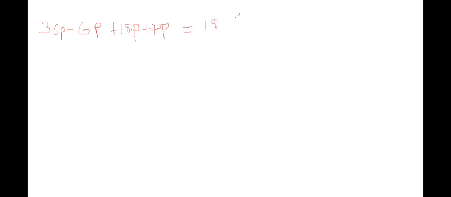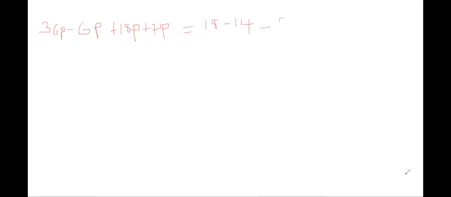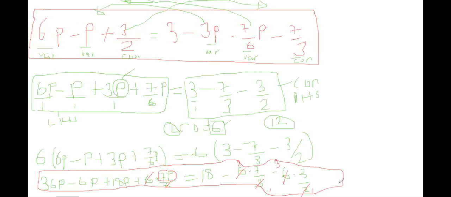minus 14. Hopefully everyone knows how the 14 came about. This 14 here is the product of 2 times 7. Then you'll have this 14. Then we have 9. And this 9 is the product of what? This 3 times this 3. We have that one, of 9.